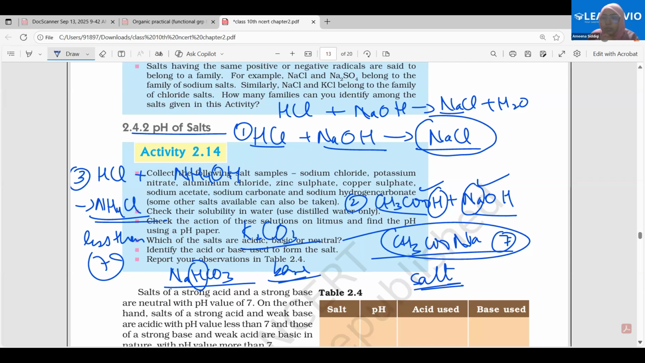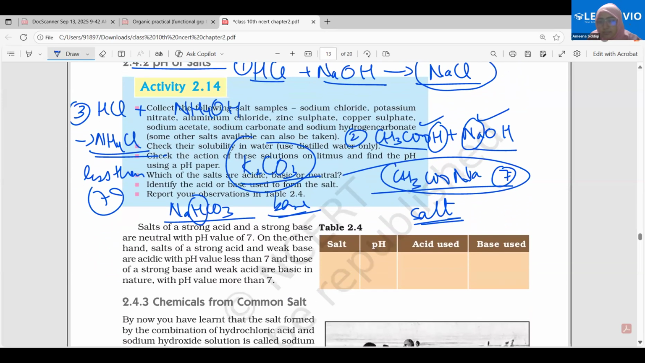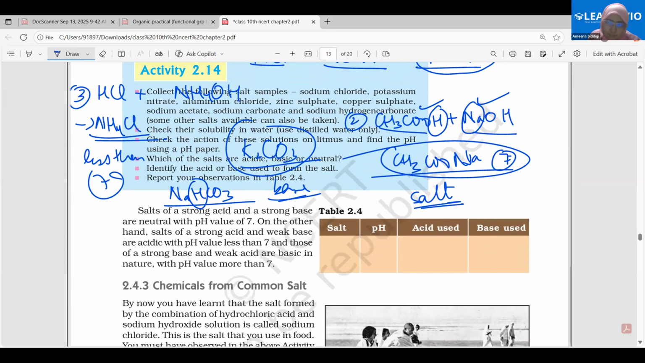Very quickly, on your toes. Potassium carbonate will change the litmus from red to blue or blue to red? Red to blue. Sodium acetate will change the litmus from? Sodium acetate: stronger base, weaker acid. Then red to blue, yes. Red to blue.